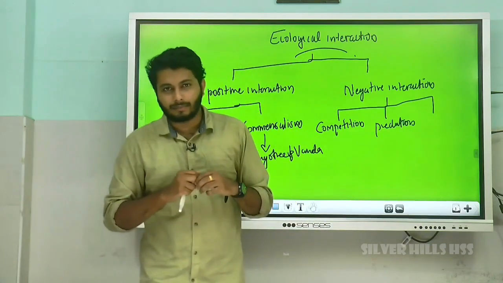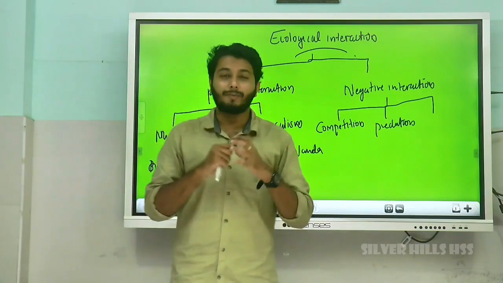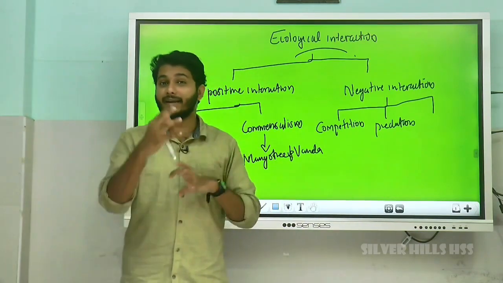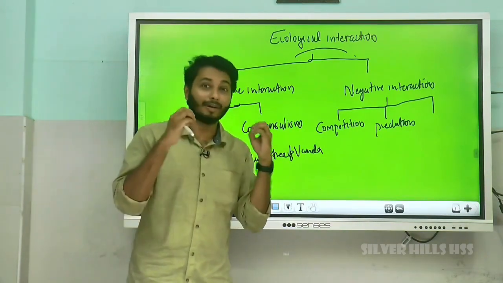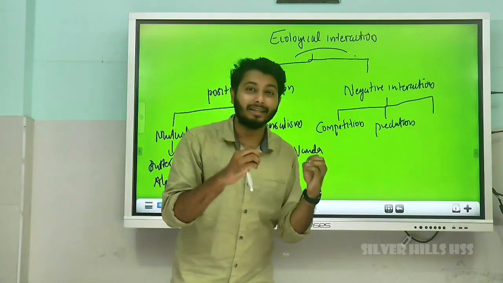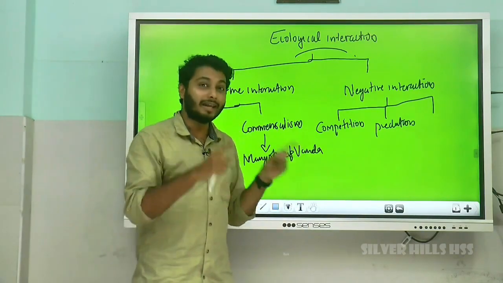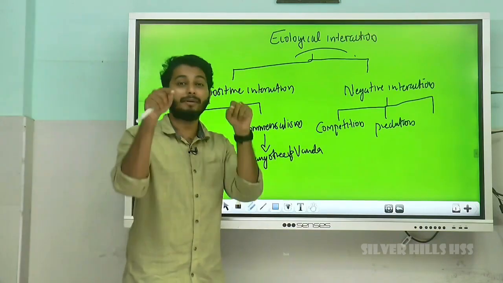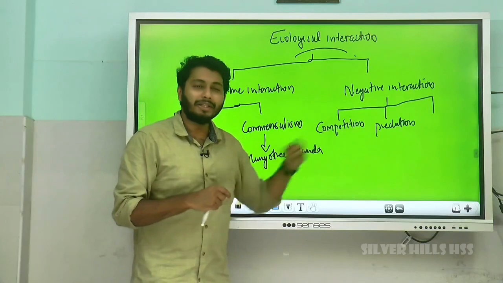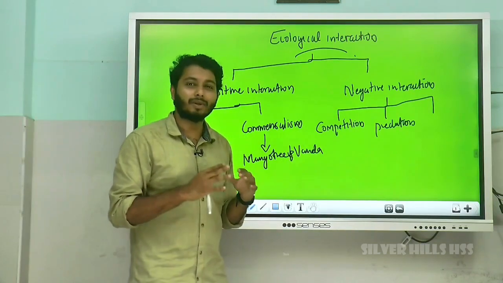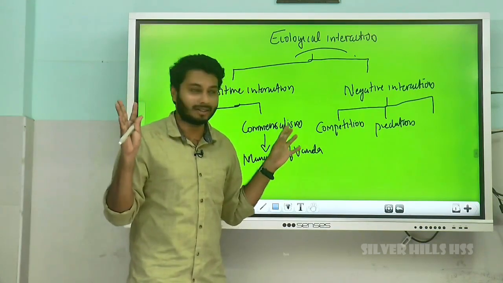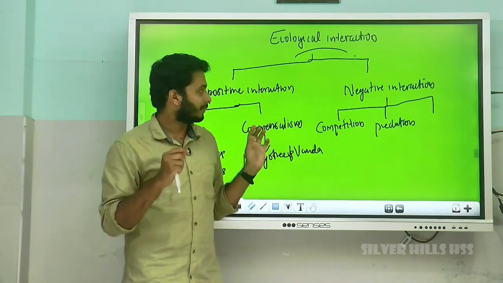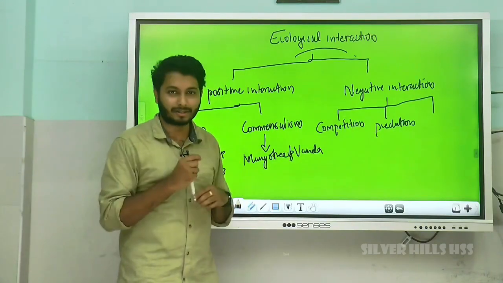For example, the type of interaction that occurs between a lion and a rabbit. Here the lion eats the rabbit. Lion is the predator and rabbit is the prey. Predation is a type of negative interaction in which only the predator is benefited. So that is also an example of negative interaction.